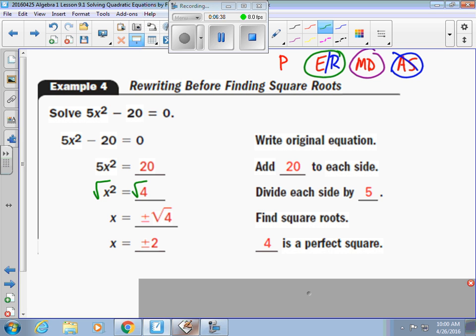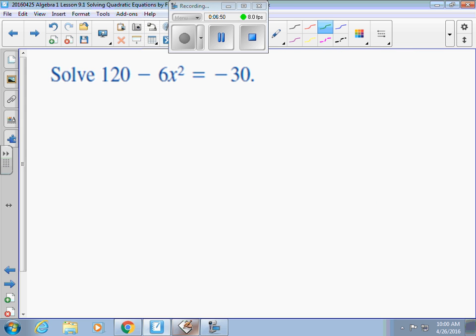Very simple. Order of operations backwards. Take care of addition, subtraction, then multiplication, division, then exponents and radicals. Another example to go along with this one on the back, everybody: 120 minus 6x squared is equal to negative 30. Remember your order of operations, work it backwards to undo it.